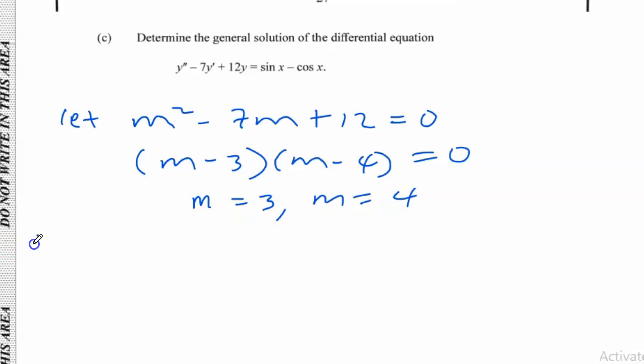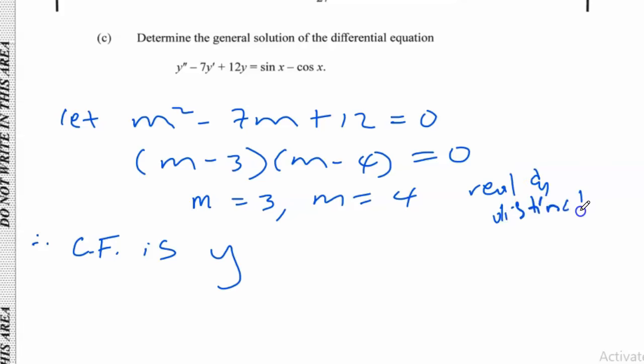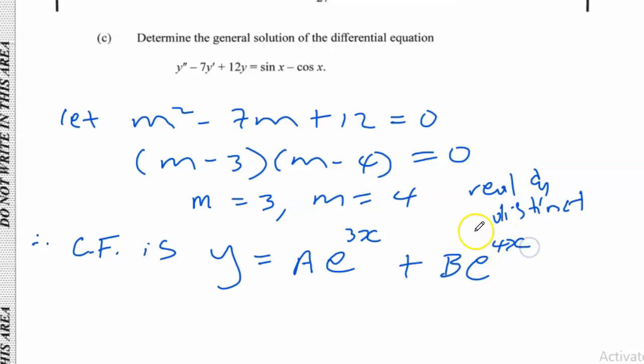So therefore, the complementary function is of this form. Notice the roots are real and distinct. And we have a way of writing these roots. The complementary function is a e to the 3x, where a is a constant, of course, plus b e to the 4x.